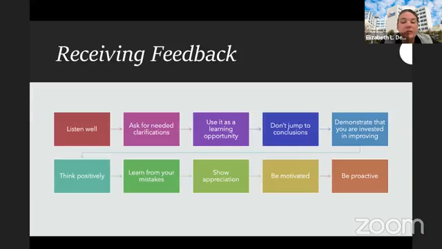Don't jump to conclusions or decide what your faculty member is saying about your behavior or your actions. Listen to what they have to say. Demonstrate that you're invested in improving your practice. Be positive, learn from your mistakes, show appreciation for those who are giving feedback, be motivated, and be proactive.